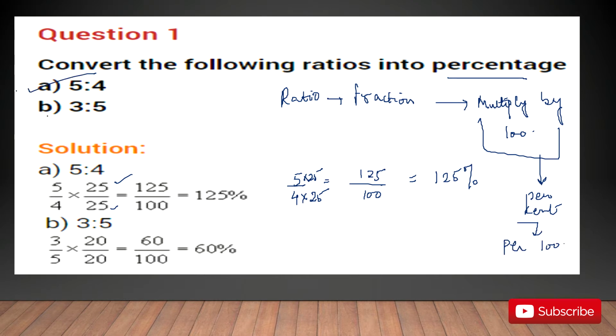Similarly, if I talk about 3 by 5, to make the denominator 100, we multiply by 20, since 5 twenties are 100. So 60%. Let us move to the next one.